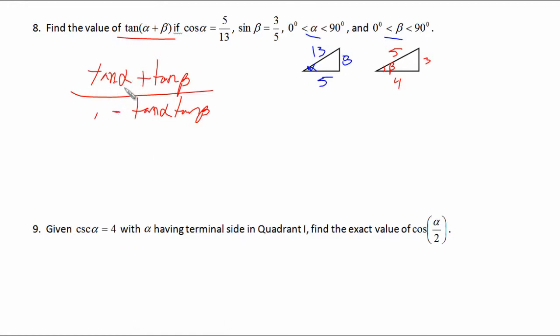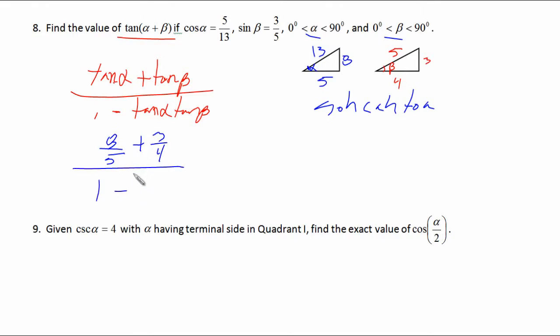So I know that the tangent of alpha, tangent is the opposite over the adjacent. Again, sine is opposite over hypotenuse, cosine is adjacent over hypotenuse, and TOA, tangent is opposite over adjacent. So that's 8/5. And to that I'm going to add the tangent of beta, opposite over adjacent, which is 3/4. And that's going to be over 1 minus, and then I'm just multiplying these, which is 8/5 times 3/4. Now we'll just begin some simplifying.